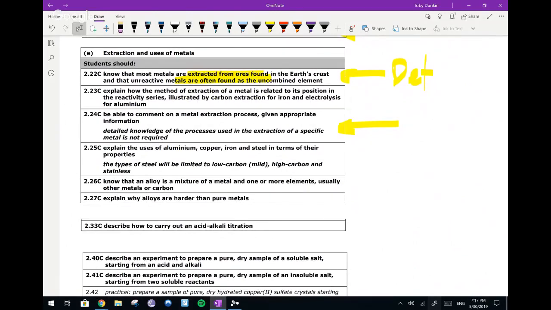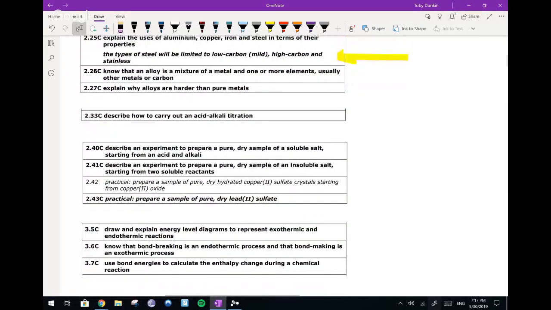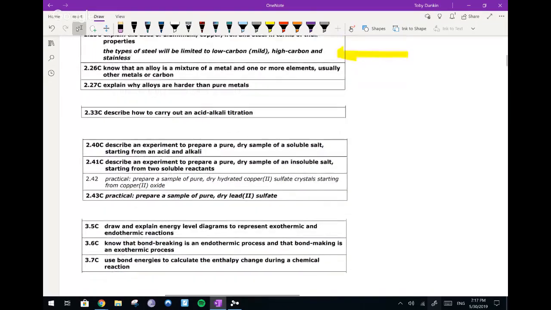Explain the use of aluminium, iron, steels. I'm expecting high and low carbon steel, which was not in the specification. Have a read about it. If you're unsure, come and see me. Explain why alloys are harder than pure metals. The atoms are of different sizes in alloys, therefore the layers are disrupted. They can't slide as easily.